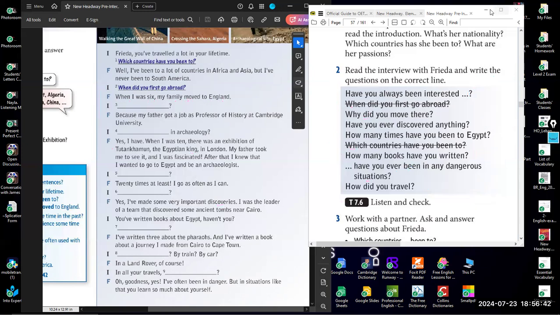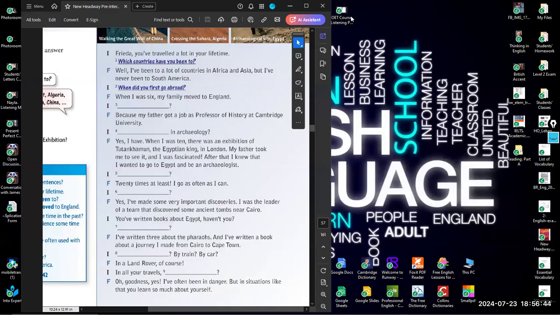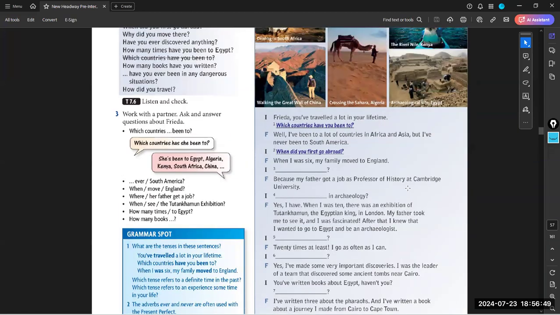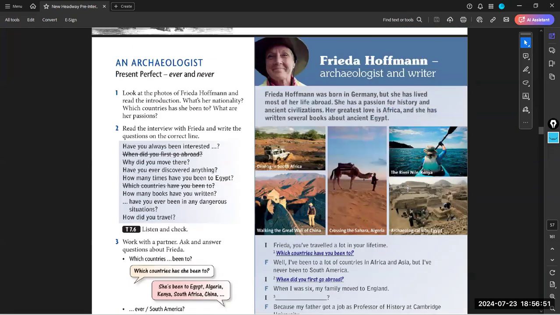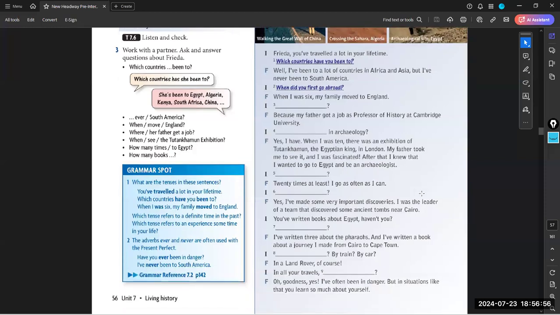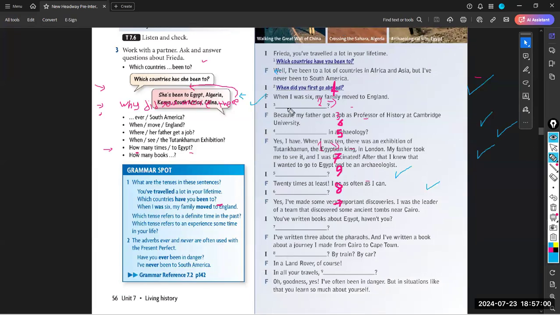This is the interview about Frida Hoffmann. Now let me zoom the page in and let's complete solving the questions. Okay, it's not the end because I want to ask you some questions and you have to find the answer now from the same interview that we have about Frida Hoffmann. Now, the first question is, we have to make questions, and then we have to answer them.